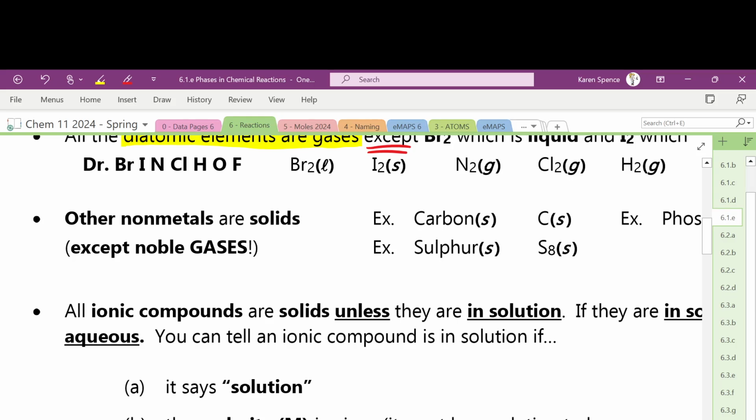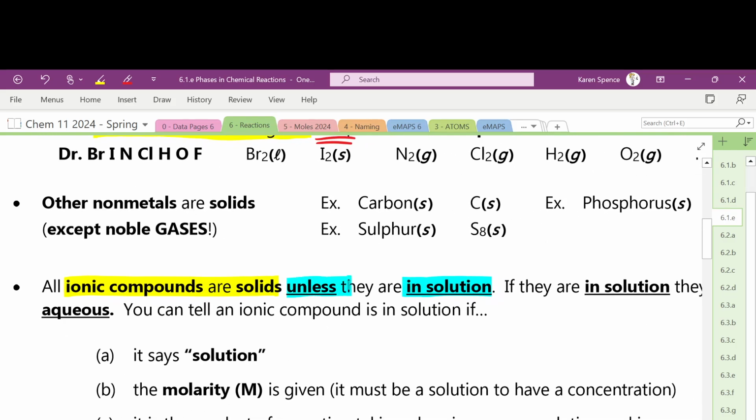All ionic compounds are solids unless they are in solution. If they are in solution, they are aqueous. How can you tell that something is in solution? Well, number one, it will say it is in solution. Number two, you might be given molar. If it's molar, it has to be a solution.